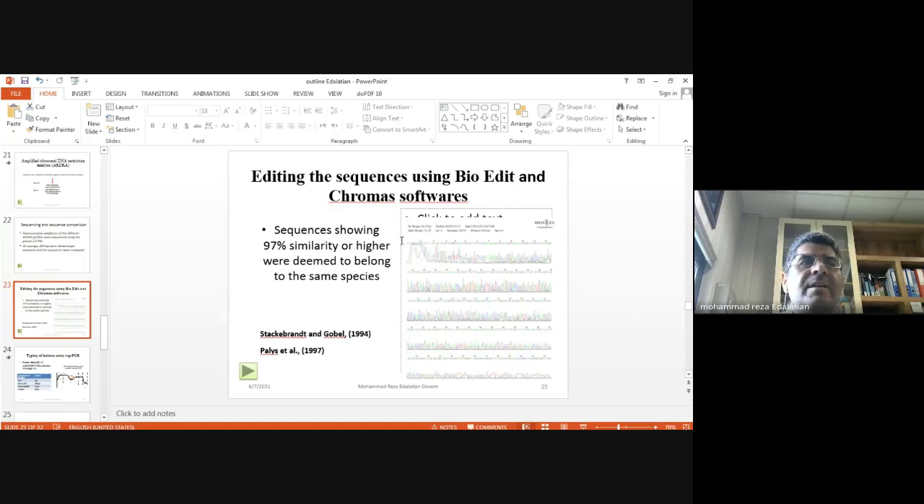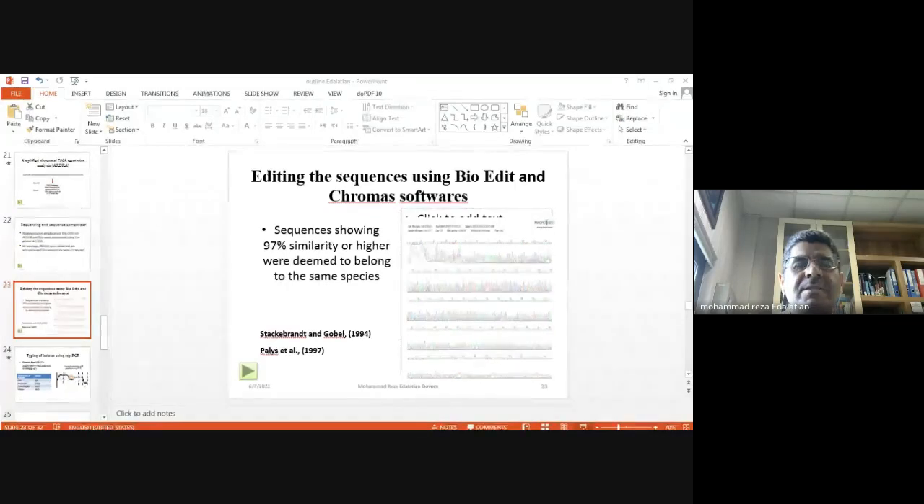In the next slide, as you can see, we have here a picture from the sequencing, and we should edit the sequences using BioEdit and Chromas software. These are two bioinformatics software tools, and we should edit the sequences with them.